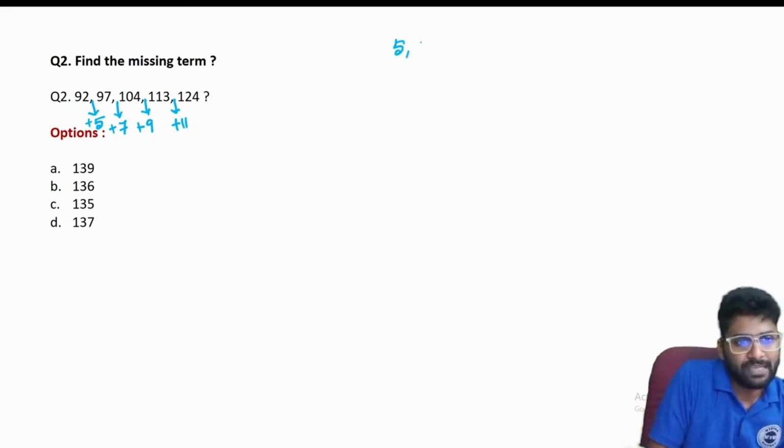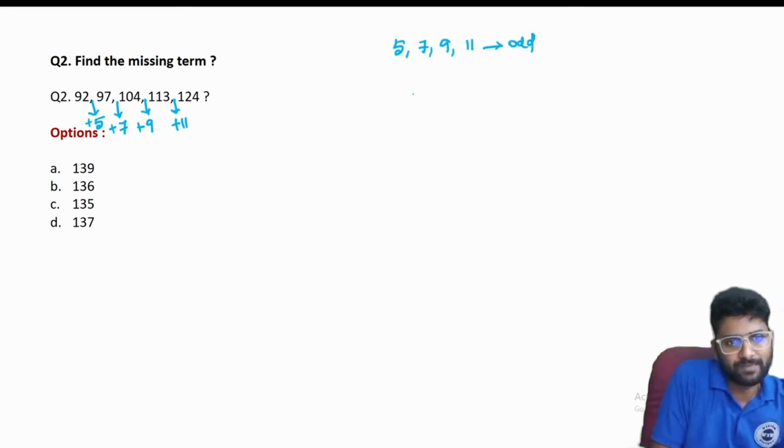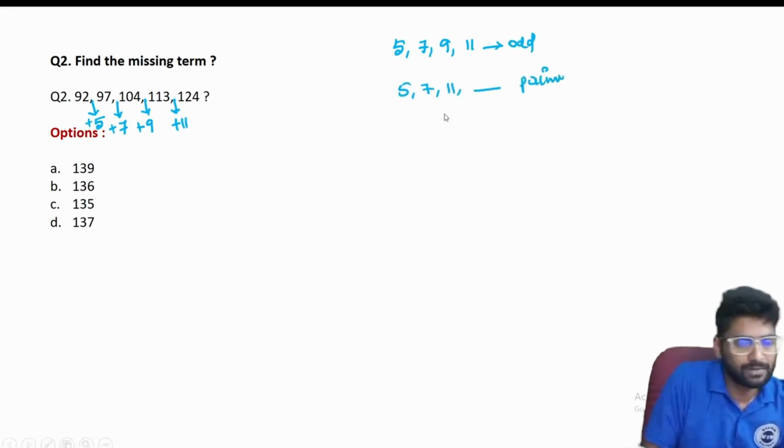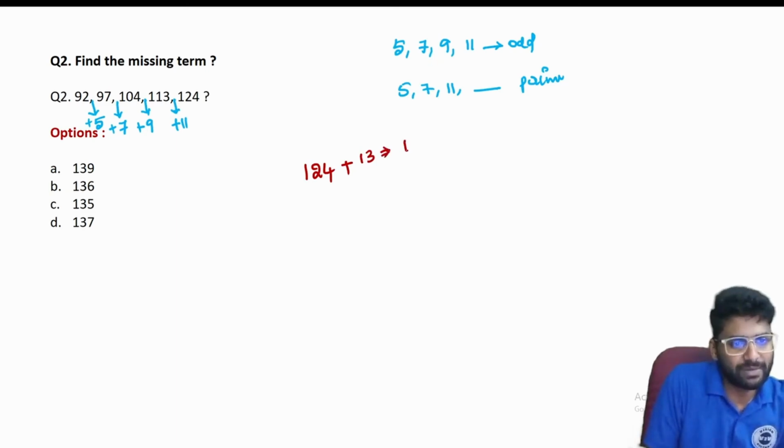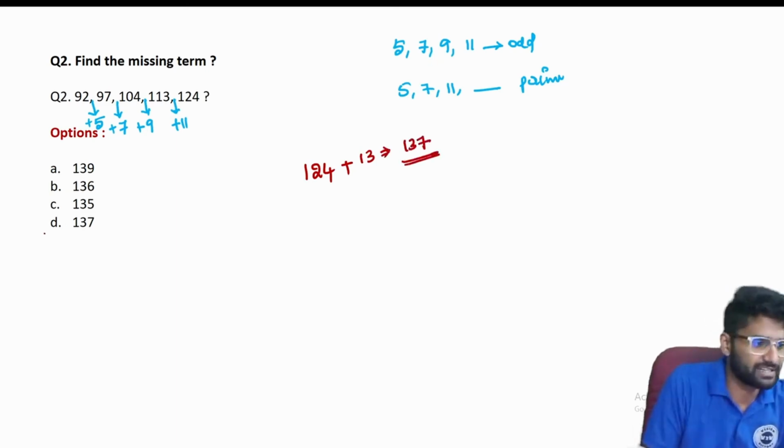Guys, see, 5, 7, 9, 11 is an odd number series. If it is 5, 7, 11, then the next number would be a prime number series. So don't make any confusion here. So here we have 9. Definitely all these numbers are odd numbers. So the next number is 124. You should add 13 units. It becomes your resultant. 137 is the correct answer.